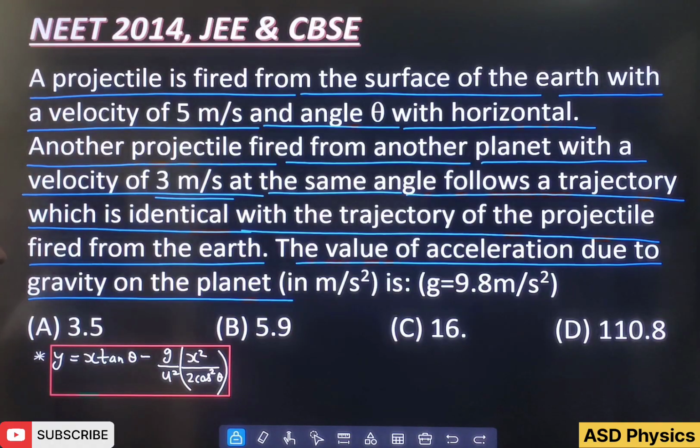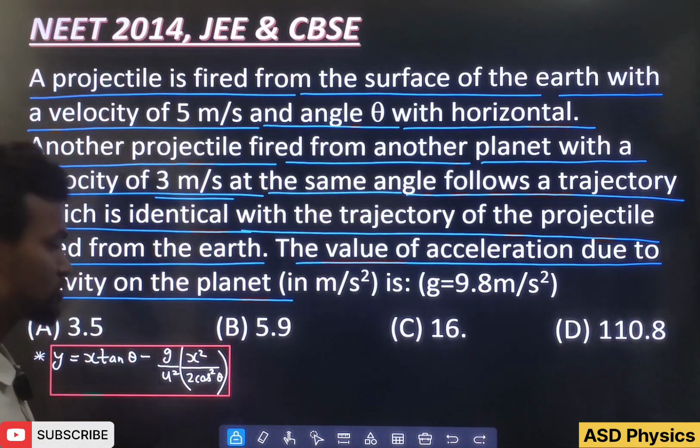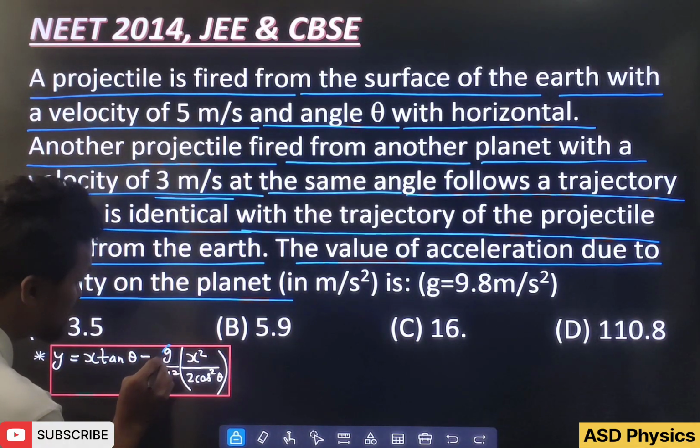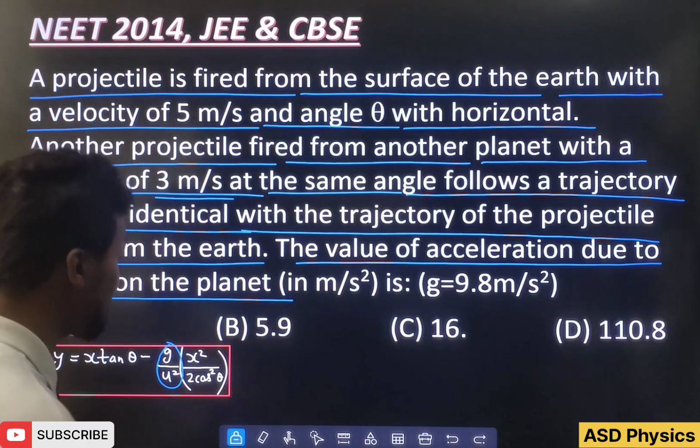So for that, what do we have to use? We have to use this trajectory formula. This is the equation of trajectory. In this equation of trajectory, you know very well theta is constant, is it? Theta is constant for identical trajectory. That means y and x are also constant. So here you know what will happen: this g by u square will be constant, because both the trajectories are the same, is it?